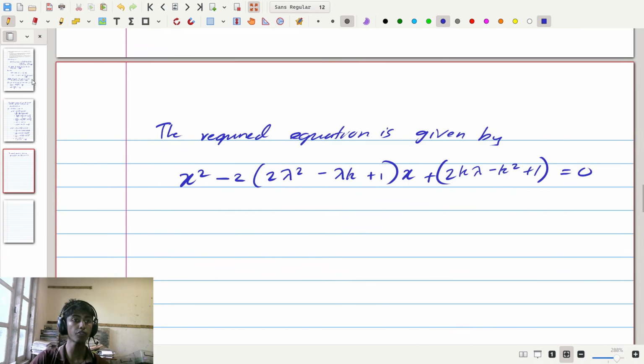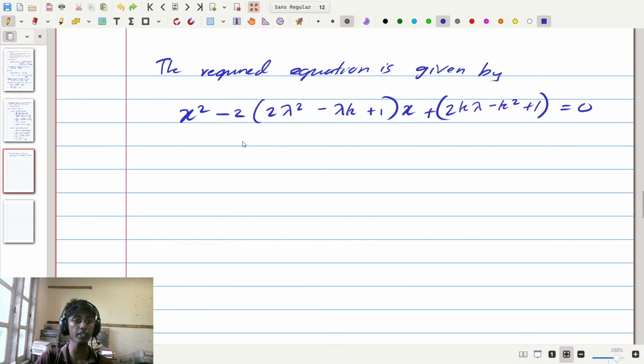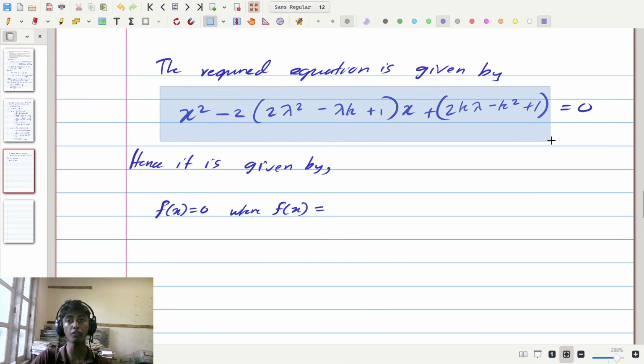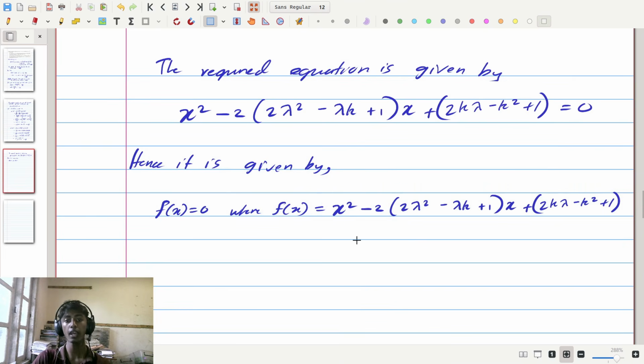However, this is not the form they gave it in. They instead gave it as f(x) equals 0, where f(x) is this quadratic equation. So instead of writing it like this, we can say, hence it is given by f(x) equals 0, where f(x) is the function that we're interested in. So instead of writing it the way we have written above, I can write f(x) equals this expression for the function. So I can copy this down, make it a little bit smaller, and write it in front of the f(x). And with that, we are done with that part of the question.